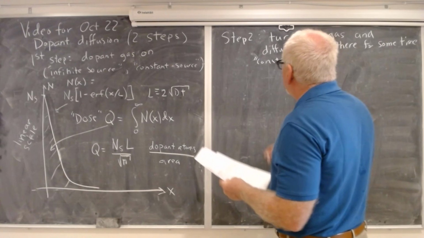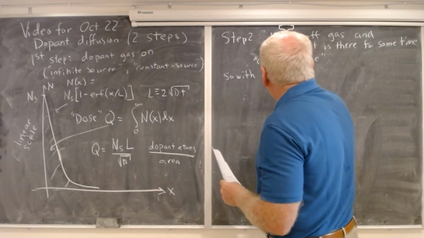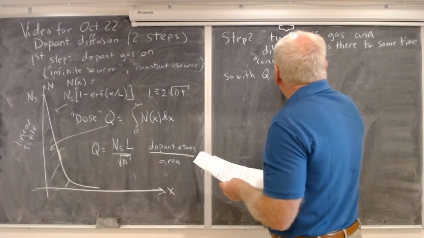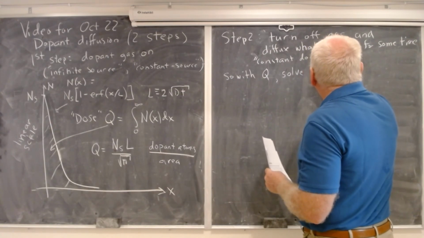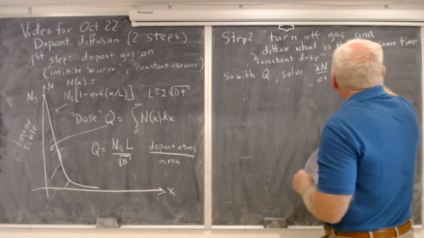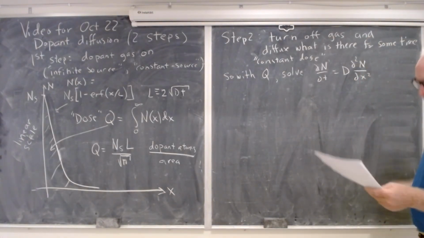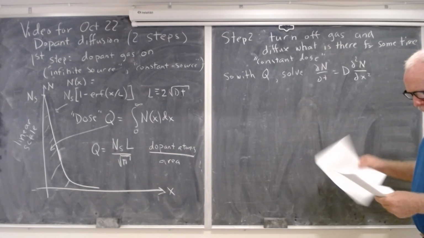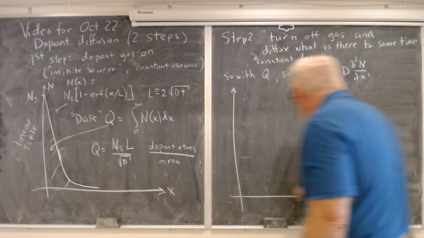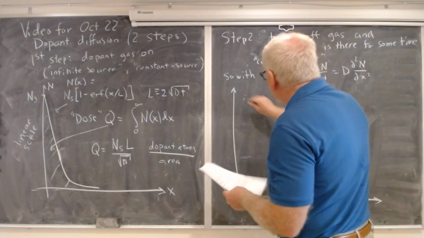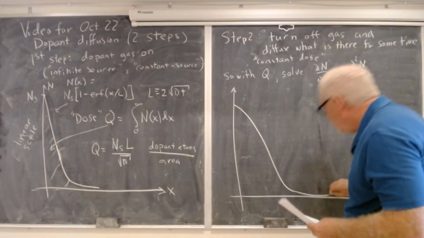All right, and now you're still solving the diffusion equation. So now, with a dose Q, solve the partial of n with respect to t equal to D times the partial squared of n with respect to x squared, with the boundary conditions that you have a certain dose Q. I'm just going to show the result, and then we'll talk about it a little bit. So basically, the solution is a Gaussian. So this is again a linear scale.